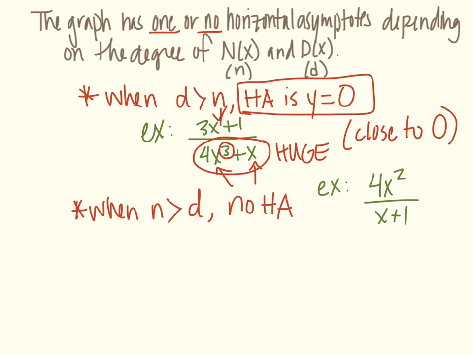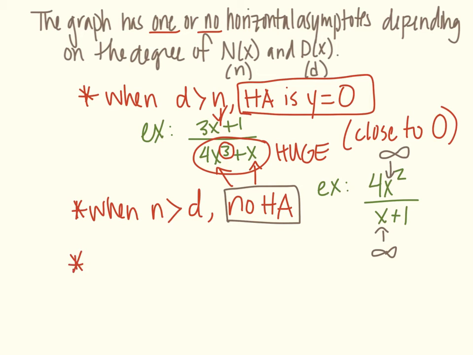It's actually because of a similar reason. If you imagine hypothetically plugging infinity into these, the numerator is going to get a lot huger than the denominator, faster. And so that causes the whole function to go towards infinity. It doesn't ever level out. It doesn't get stuck anywhere. It just goes to infinity. So that means there's no horizontal asymptote when the numerator has a higher degree than the denominator.